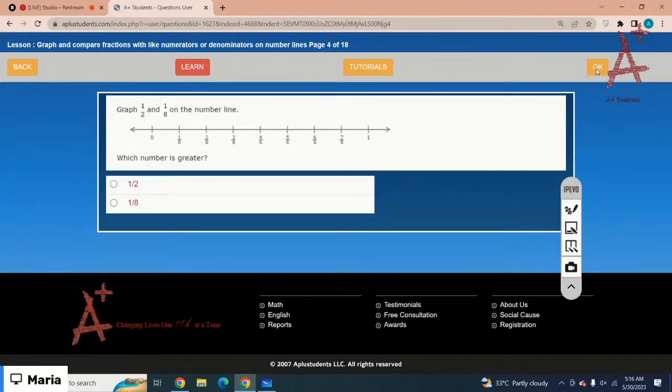Okay, the next one is graph 1 by 2 and 1 by 8 on the number line. Which number is greater? 1 out of 2 is greater, 1 out of 8 is greater. Which is the correct option? 1 out of 2. You have to look for this greater one, which is greater. 1 out of 2 is greater. Got it?